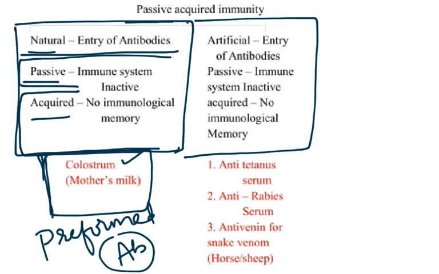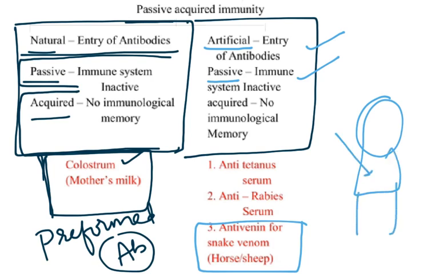Let's see the artificial passive acquired immunity. The entry of antibodies is artificial because our immune system is inactive. There is no immunological memory, because we are not fighting against the infections here. We are taking antibodies artificially, developed somewhere else in a laboratory animal. Let's take an example: anti-venom serum. Suppose snake poison, venom, entered the human body. That means venom antigens are present, and we may develop antibodies against the venom antigen, but the development of antibodies for the first time is comparatively late. In the meantime the person may die.